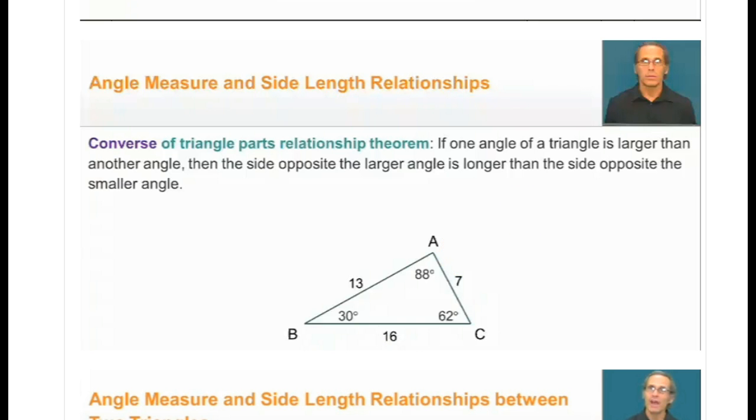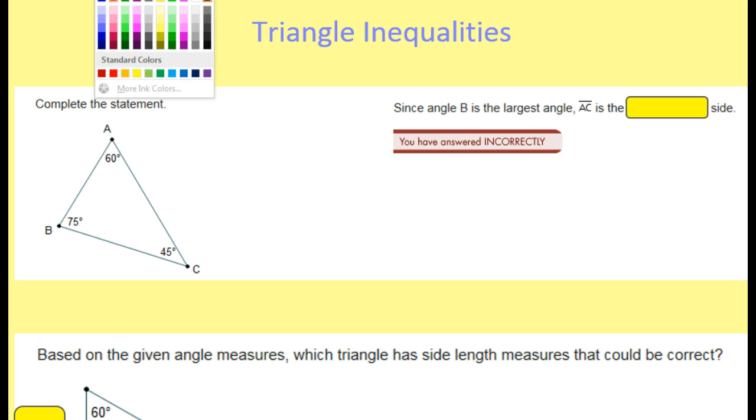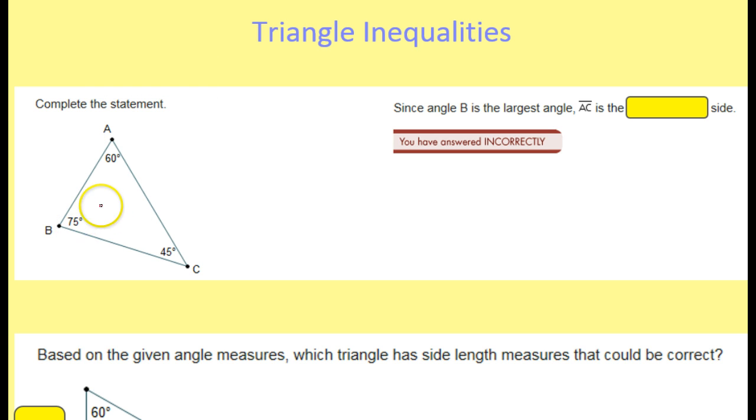So looking back at this problem, the bigger side will be across from the bigger angle. Since angle B is the largest angle, then AC should be the longest side. So it's as simple as that.